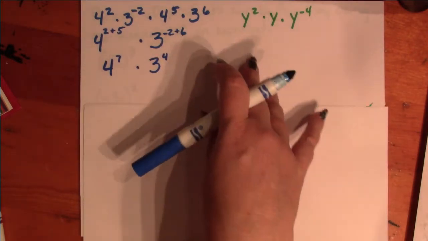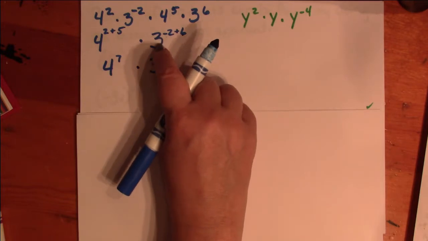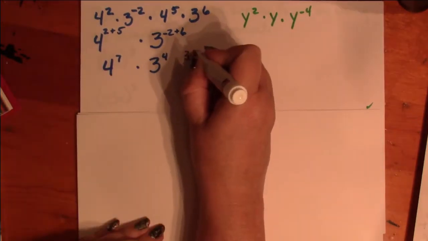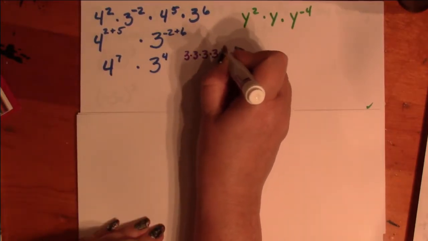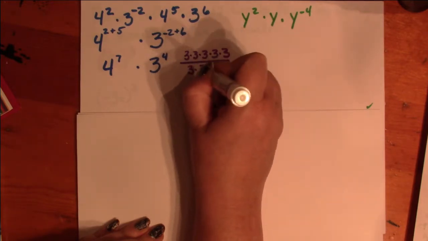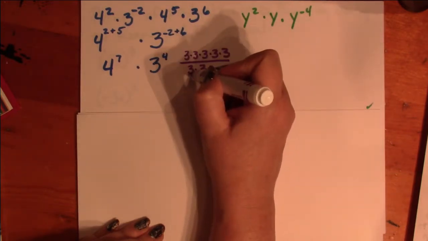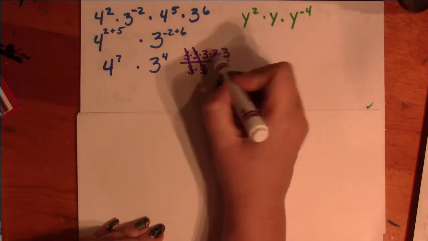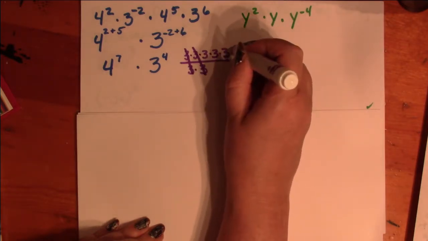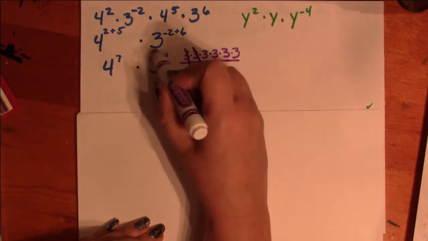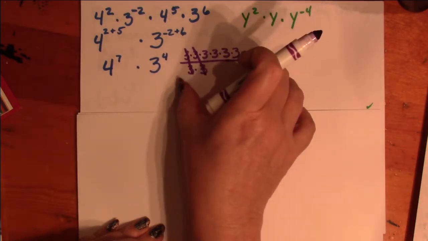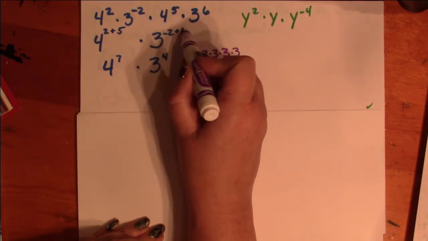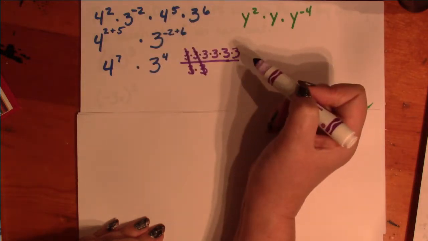Now I want you to look at this for a minute. Here I have 3 to the negative 2 and 3 to the 6th. That looks like this: 3 times 3 times 3 times 3 times 3 times 3 over 3 times 3. And 3 over 3 is 1, so we can cancel these out, and we end up with the 4 3s left over. So you can see how mathematically, arithmetically, this works. So you can count your negative and your positive numbers and add them together just like you would usually.